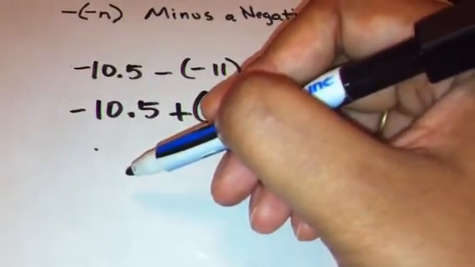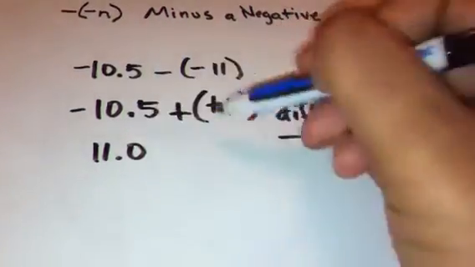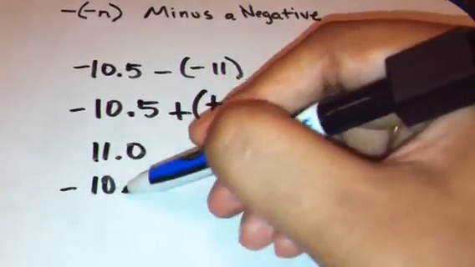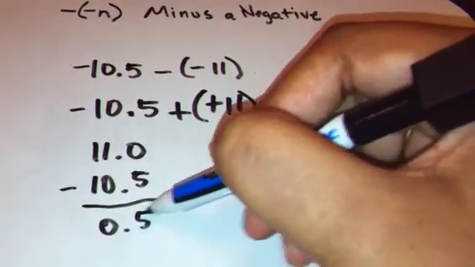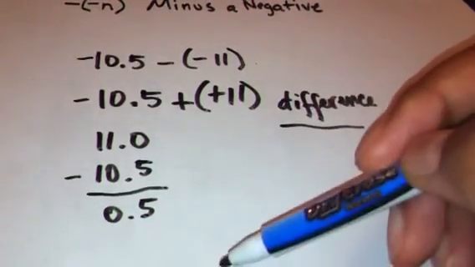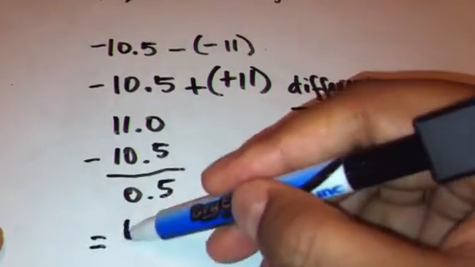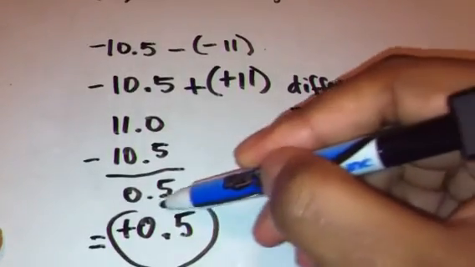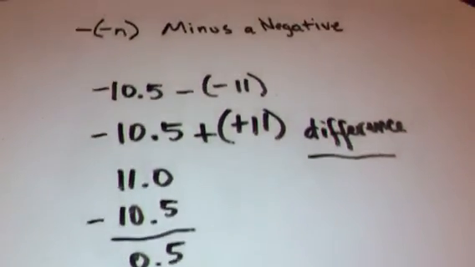11.0. Since we have a decimal here, we'll just add the 0.0 to make it easier. The answer is 0.5. The sign of the larger number is positive, so our answer will be a positive 0.5. And there you have it.